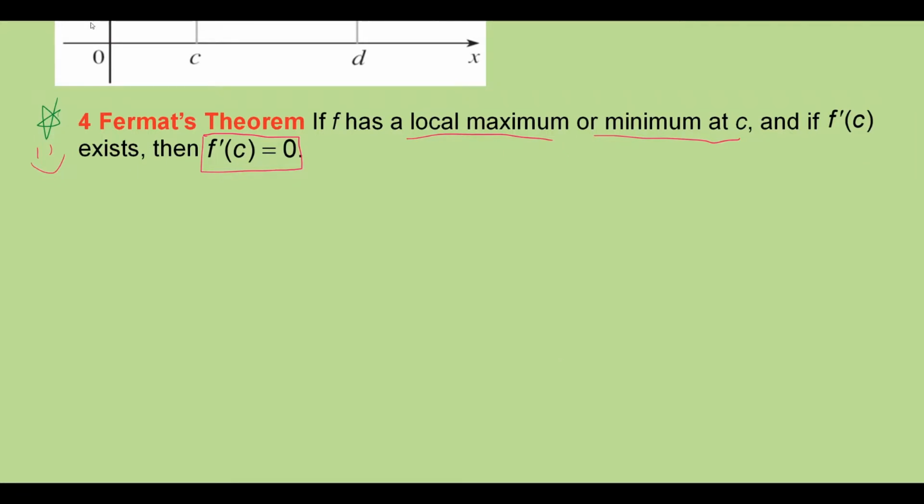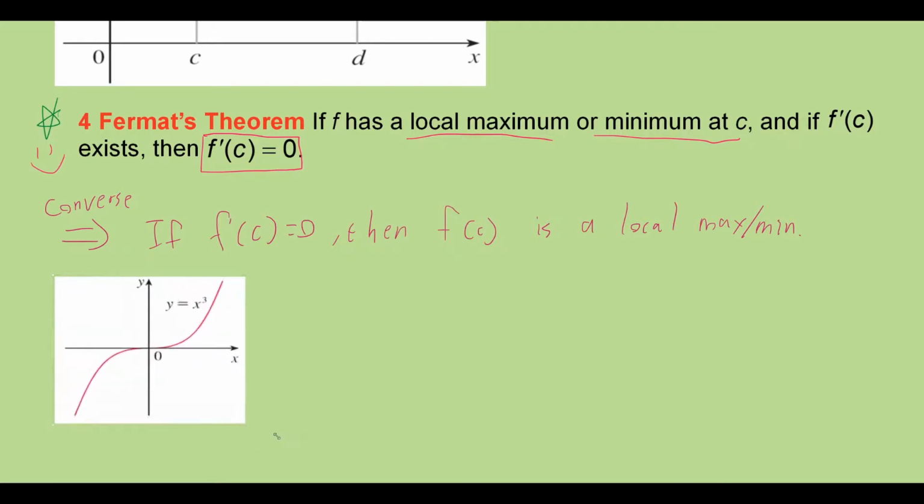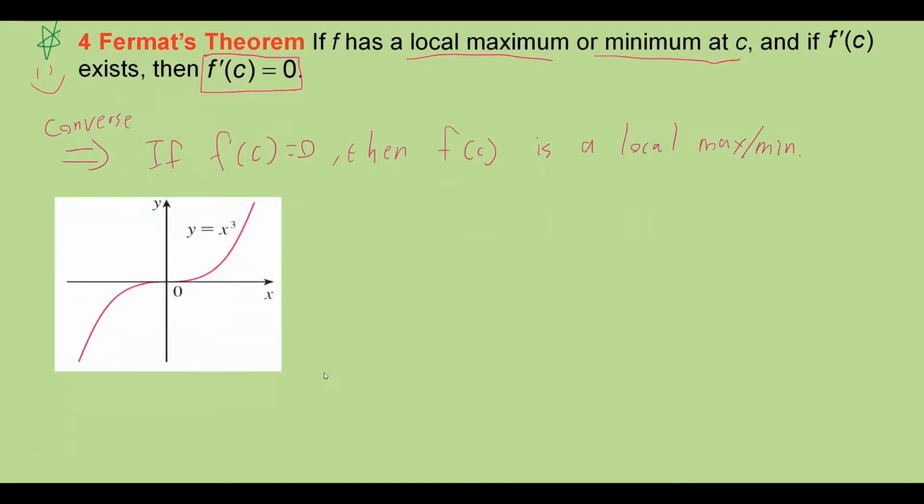What about the converse? Is the converse statement true? The converse statement for this would be: if f prime of c is equal to 0, then f of c is a local max or min, right? So is this statement true? Let me give you an example. Let's look at y equal to x cubed.